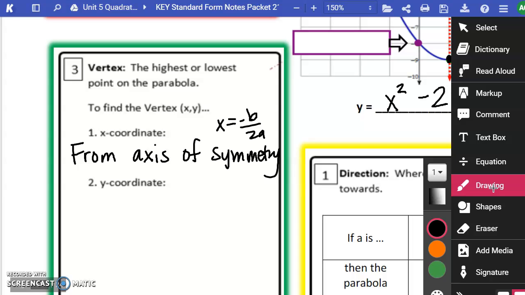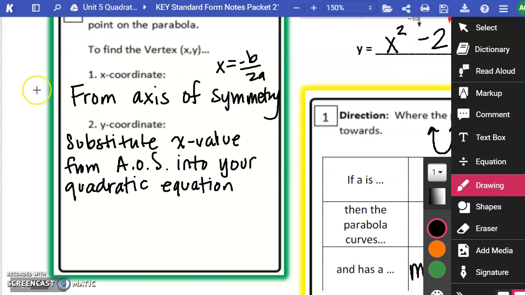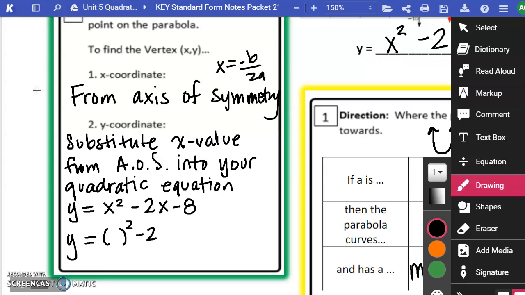Now, to find the y coordinate, you're going to substitute your value from the axis of symmetry into the quadratic equation. Pause that so that you can substitute the x value from axis of symmetry into your quadratic equation. Personal choice, if you don't want to write AOS, which is short for axis of symmetry, you can write out axis of symmetry. You know yourself, and if you're not going to remember what that means, just write axis of symmetry. So below this, let's put our equation, which is y is equal to x squared minus 2x minus 8. And below that, let's set this up for substitution. Y is equal to blank squared minus 2 blank.